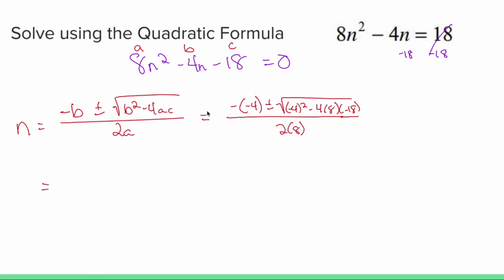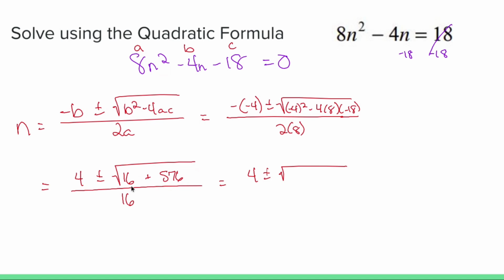All right, so let's do a few things. Negative 4 is positive 4, plus or minus the square root. Negative 4 squared is 16. 4 times 8 times 18 is 576, and by the way, it's positive 576. All over 2 times 8, which is 16 again. Okay, 4 plus or minus, you can combine these to get 592.